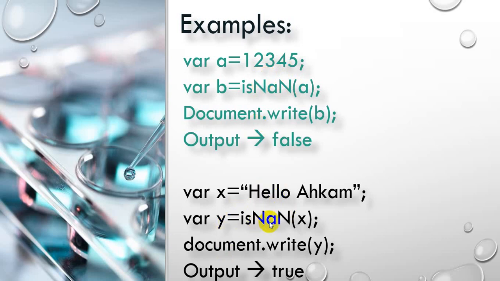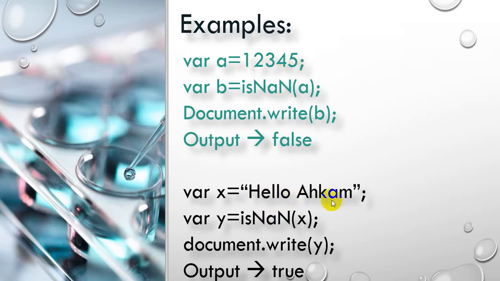Like in this example, I have declared variable x. Inside I am storing a string which is not a number. Okay. So it will check whether this string is not a number. Yes, it is not a number. So that's why it will display a true result. The example is the same. The only difference is that here you have written a number and here you have written a string.